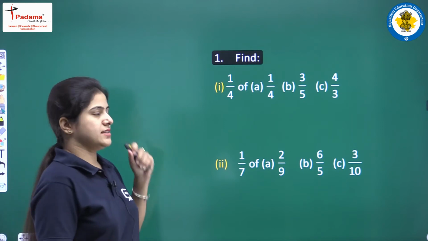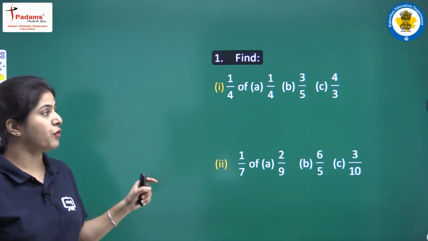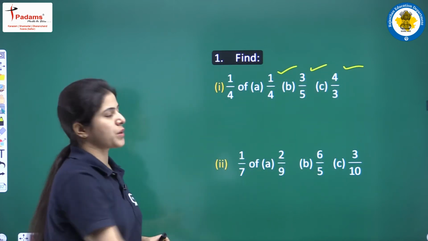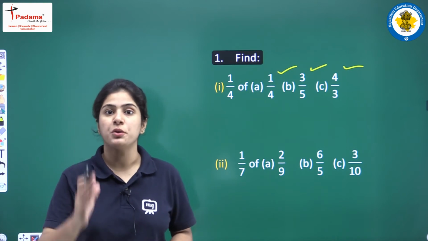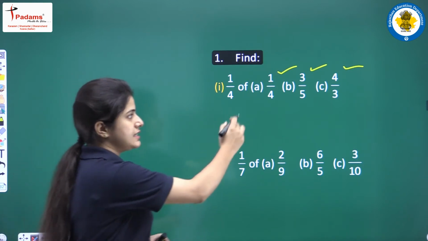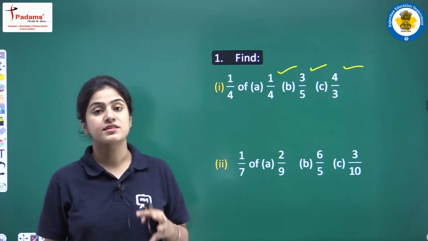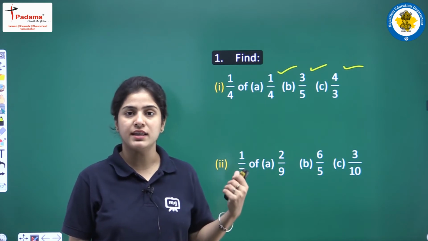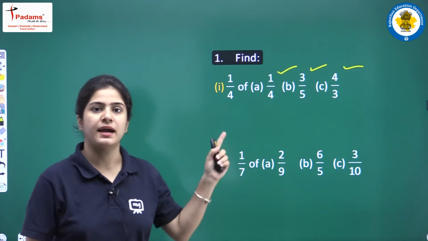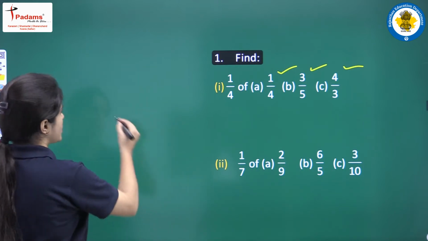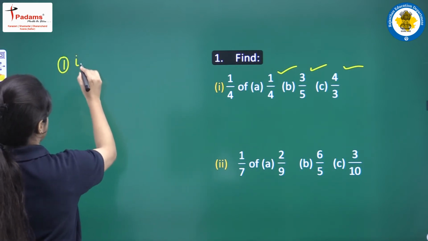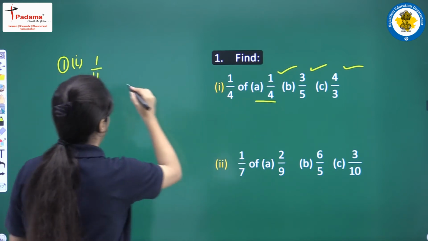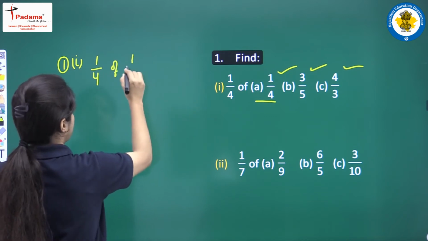Find 1 upon 4th of these 3 parts. Alright students, so in this first question what you need to do is find out 1/4 of these 3 parts. In the last class we discussed what "of" is. Of means multiplication, students. So what it means? 1 upon 4 multiplied by these 3 things. Alright students, so we will be starting with the first question's first part. Okay, what is that? 1 upon 4 of 1 upon 4.